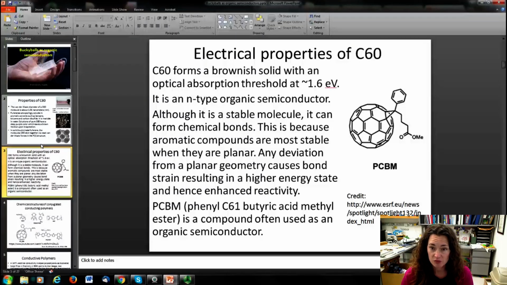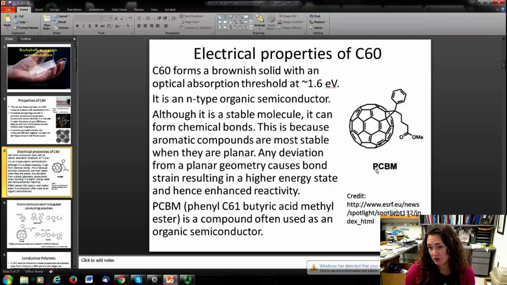They're N-type organic semiconductors, and although they're stable molecules, they can form chemical bonds. And the reason for this is because if, for example, you have an aromatic compound in a plane, then that's where it's most stable. But when it's rolled up into a ball, like a buckyball, any deviation from that planar geometry is going to cause some bond strain, and that's going to result in a higher energy state and hence an enhanced chemical reactivity.